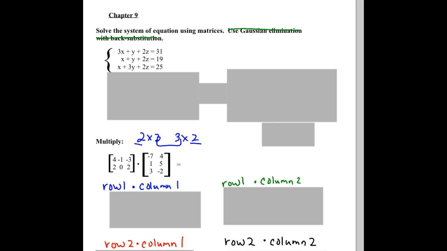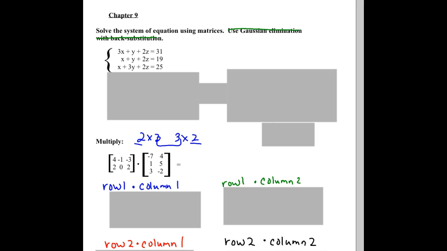The last couple questions deal with a quick review of matrices. I did cross off the use Gaussian elimination with back substitution. If you were going to do this by hand, that's what I would have you do. But we are going to use calculators for this part. So, what options do we have using a calculator?